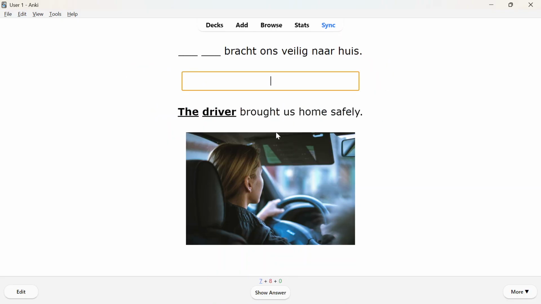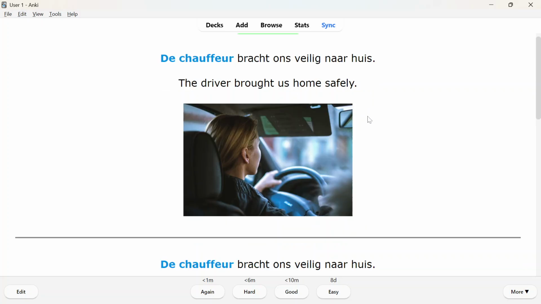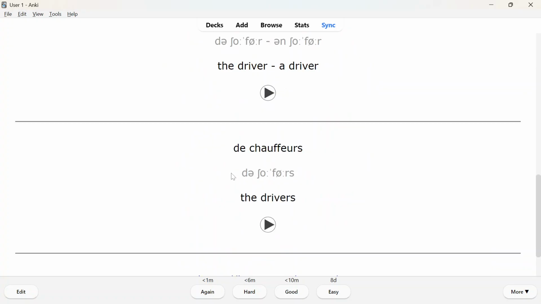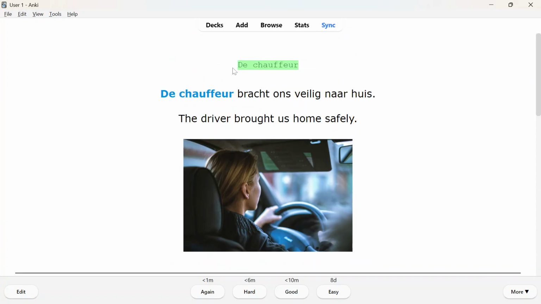Now, I would like to show you the second card type. Now, we've already seen this sentence before. The driver brought us home safely. But now you have to type in the correct word. And this really tests whether you can spell the word correctly. Now, let's see what happens if I enter the chauffeur. De chauffeur bracht ons veilig naar huis. De chauffeur, een chauffeur. De chauffeurs. Great. So I typed in the word correctly.